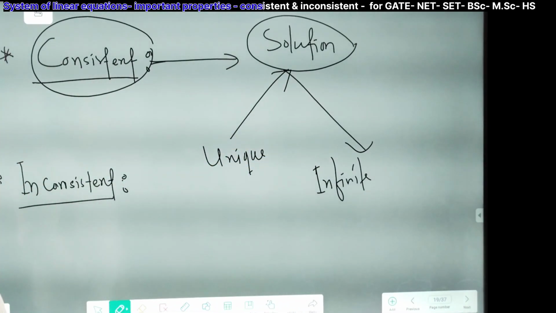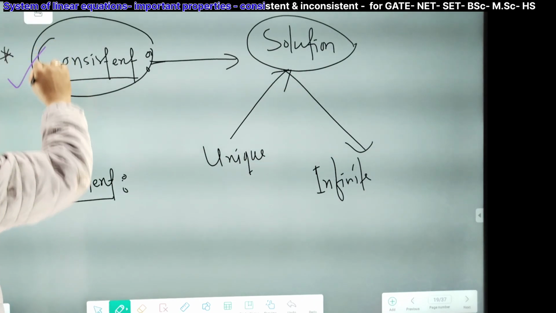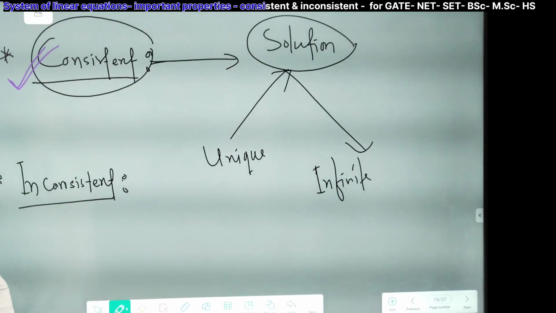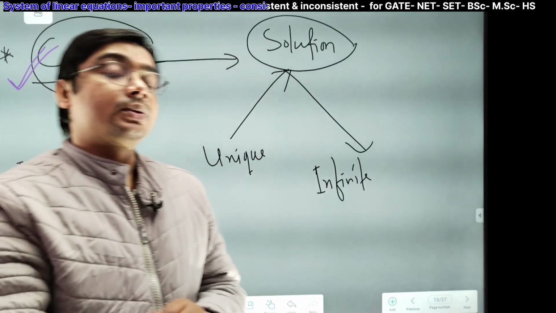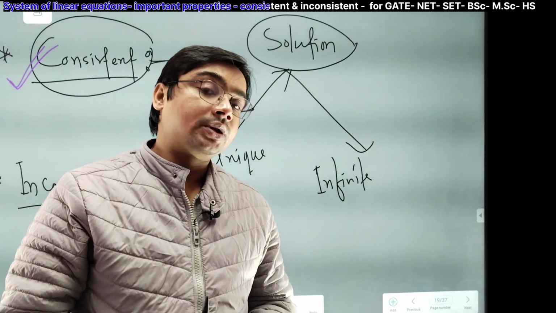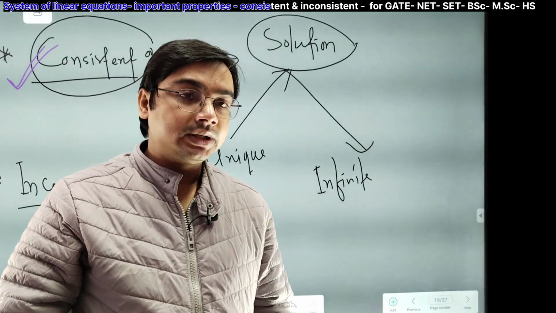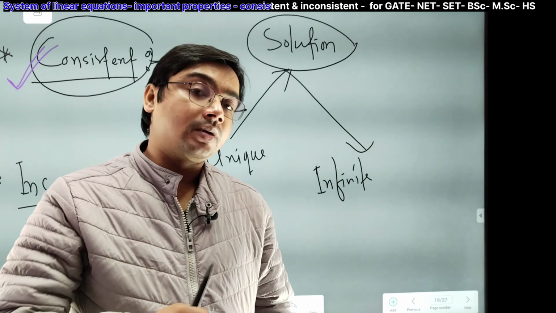Now, consistent or inconsistent. So guys, when is a system called consistent? If a system of linear equations has a solution, then the system is called consistent.